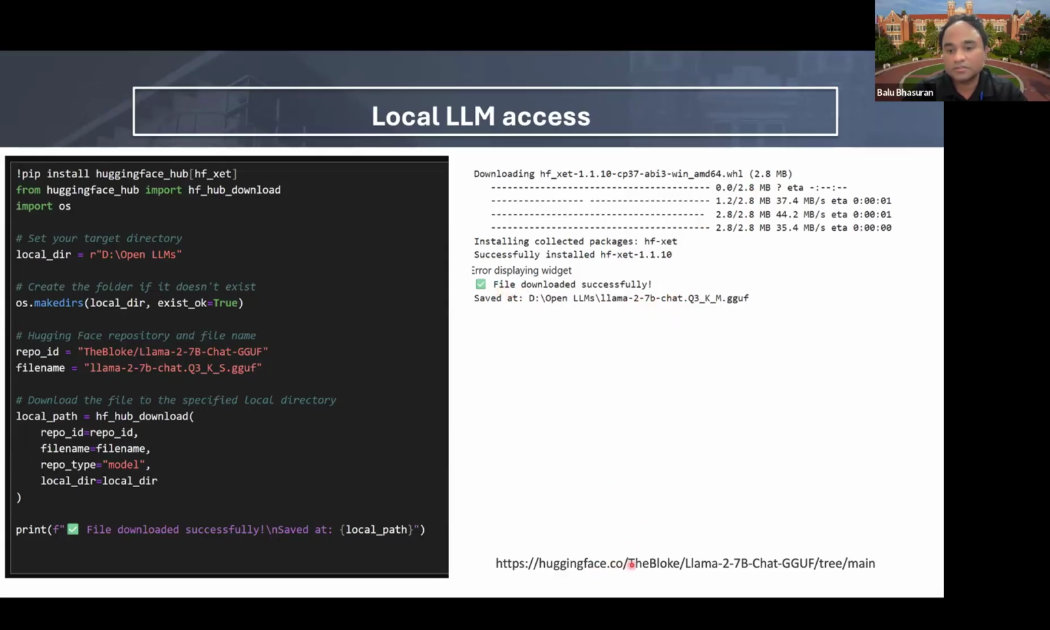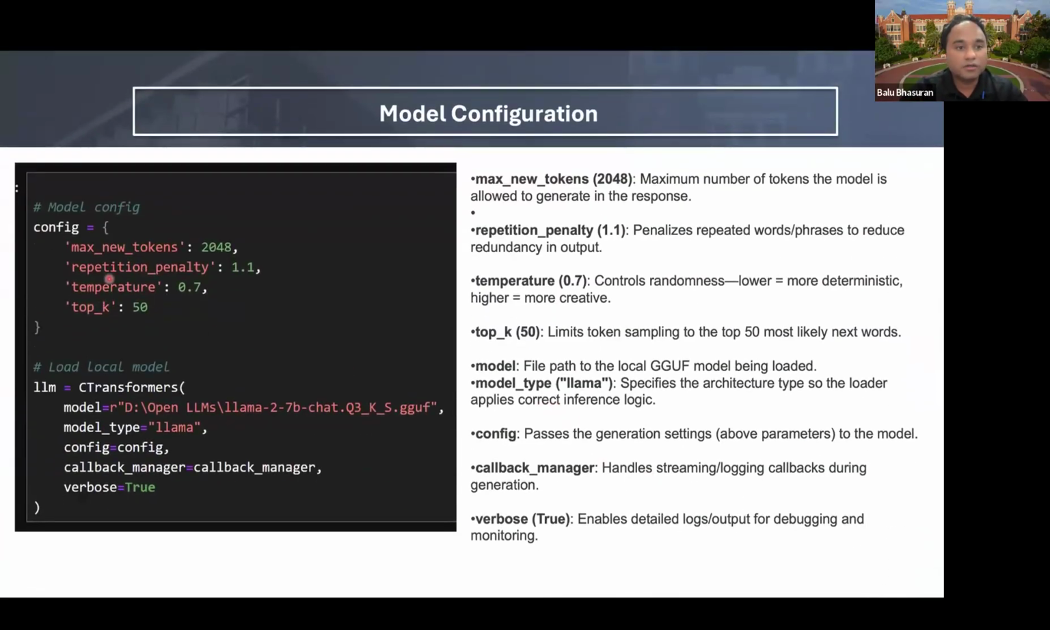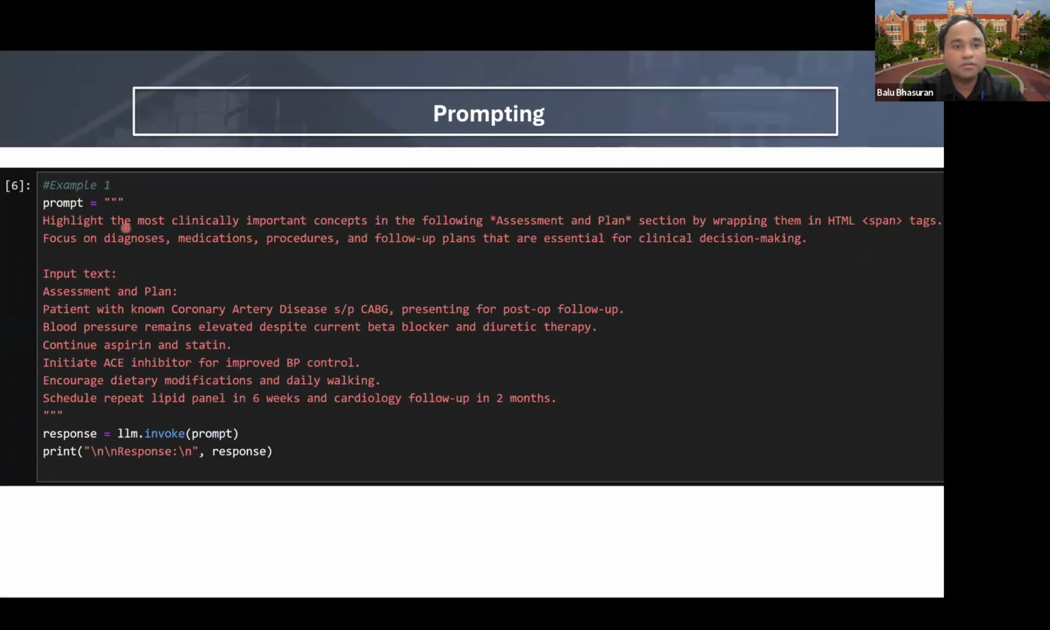This is the model I am trying out here. Once the model is downloaded, you can configure it and try to interact with it. In the configuration, you are looking at the number of tokens, the repetition penalty, temperature, and top P. These were the ones I discussed earlier. Then you are looking for a CTransformers model. You are giving the model the path. It's a llama type model. You use the configuration you created here, and you make everything a wrapper to this LLM object. Once that LLM is done, you come up with a prompt.